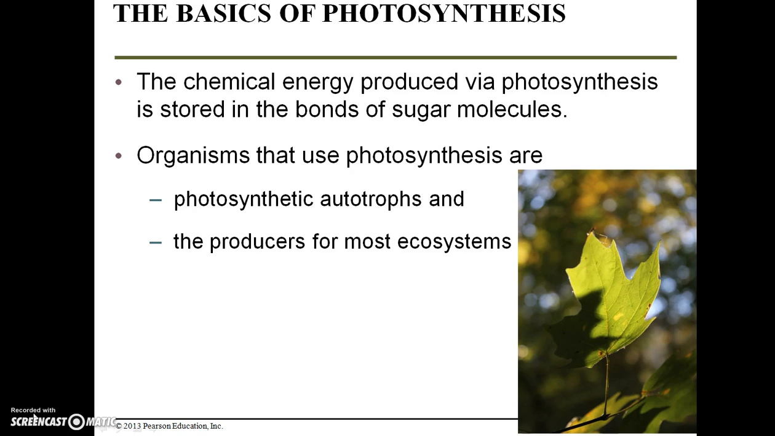The chemical energy produced via photosynthesis is stored in the bonds of sugar molecules. And organisms that use photosynthesis are known as photosynthetic autotrophs. Remember that auto means self, trophs refers to feeding or trophic levels, so this literally means self-feeders. That means they can make their own food, and they form the basis for most ecosystems.